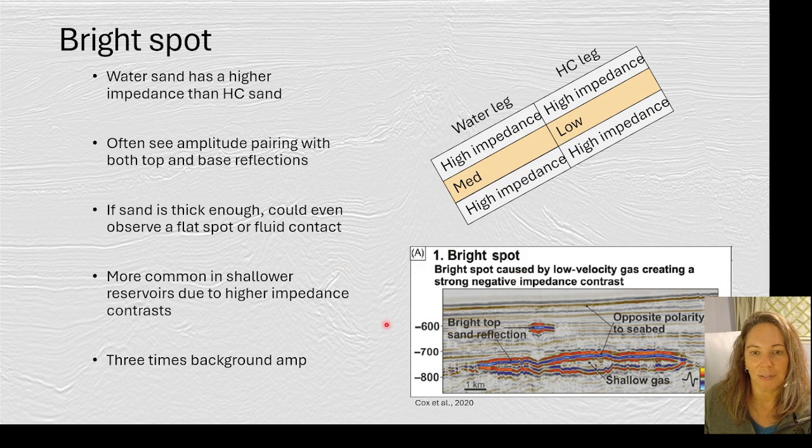And so we've got these lovely images of bright spots here from the Cox chapter of a textbook, where we can see the brightening because of that lower velocity gas in this example.